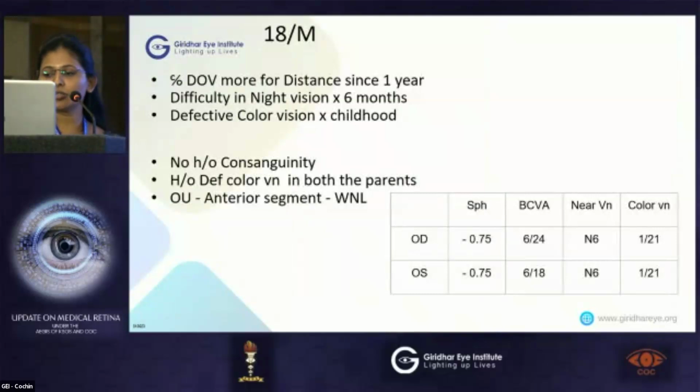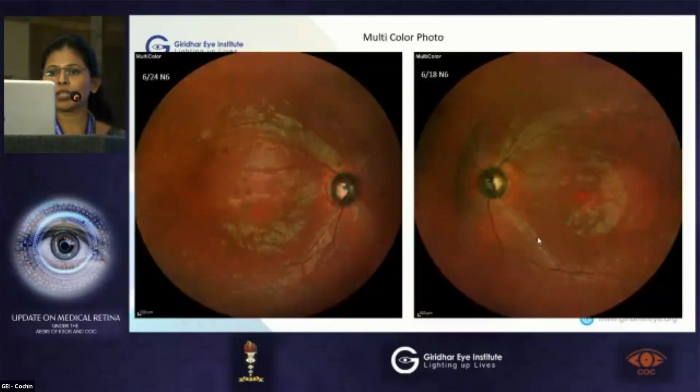This was a case of an 18-year-old male who came with complaints of diminution of vision for distance since 1 year, difficulty in night vision since 6 months, and defective color vision since childhood. There was no history of consanguinity, and he gives a history of defective color vision in both parents. Anterior segment was normal. He had best corrected visual acuity of 6/24 in the right eye and 6/18 in the left eye, with normal near vision. However, color vision was very poor.